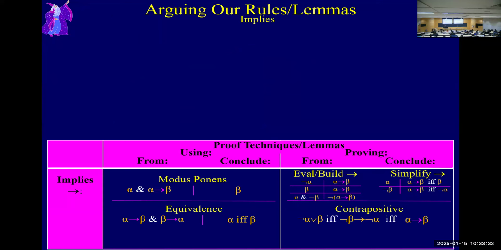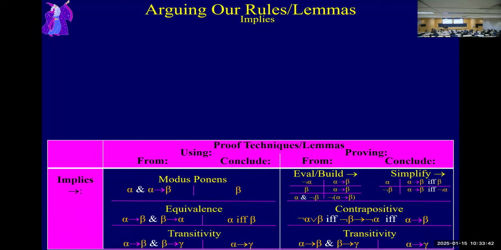And equivalence, if you got alpha implies beta, you have beta implies not alpha, then you got an if and only if, right? That's just definition. And then transitivity says if I can get from home to St. George Station, and I can get from St. George Station to York University, then I can get from home to York, right? Called transitivity.